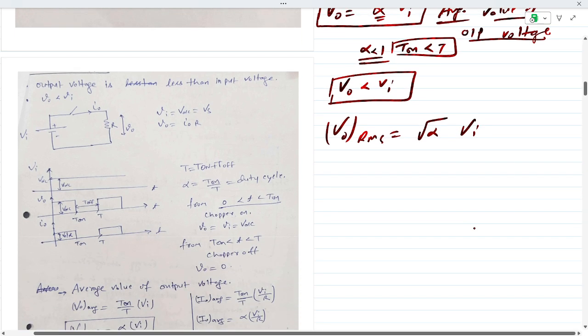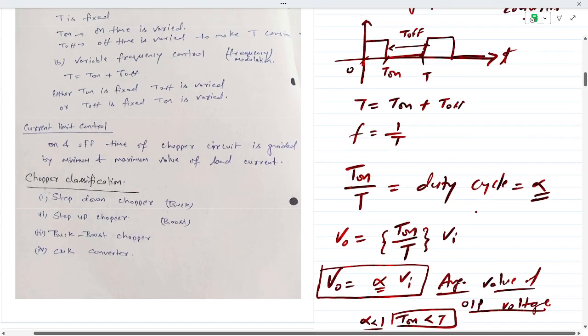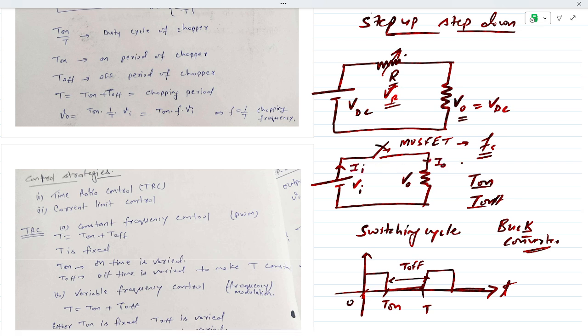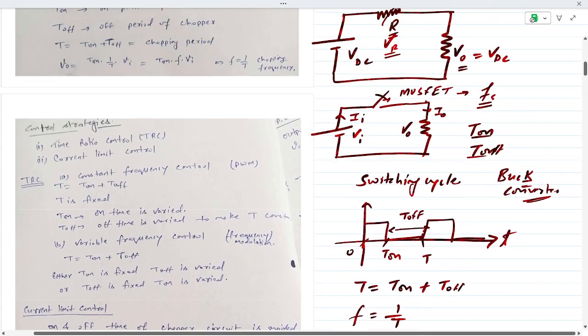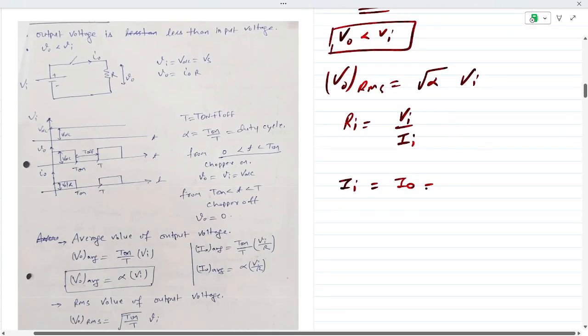Okay, now let us see what is the resistance introduced in the input circuit of the chopper. So this is basically Vi upon Ii, and this Ii is equal to I naught because our circuit is a series circuit. So whatever the current is drawn from this source, the same current is flowing to the load, and I naught is basically V naught upon R naught. Let's say R naught is the load resistance.